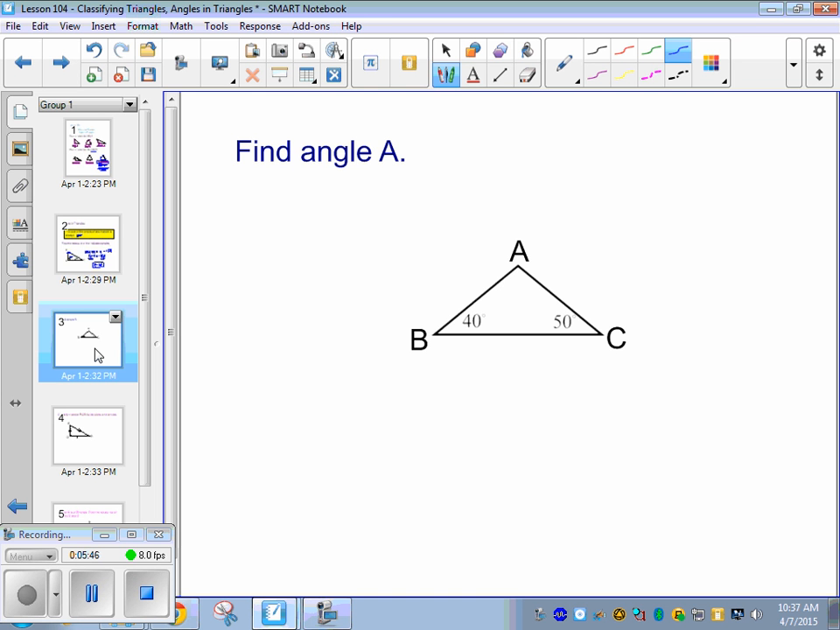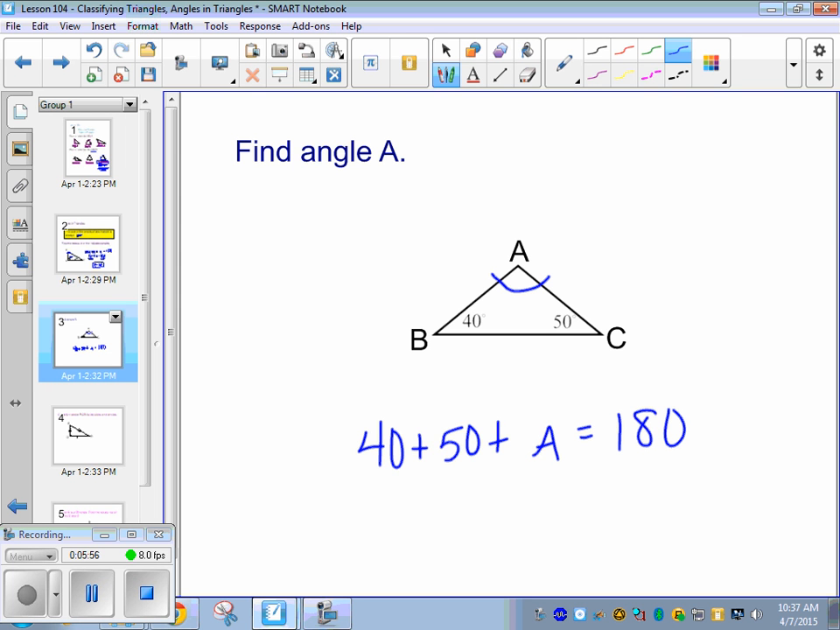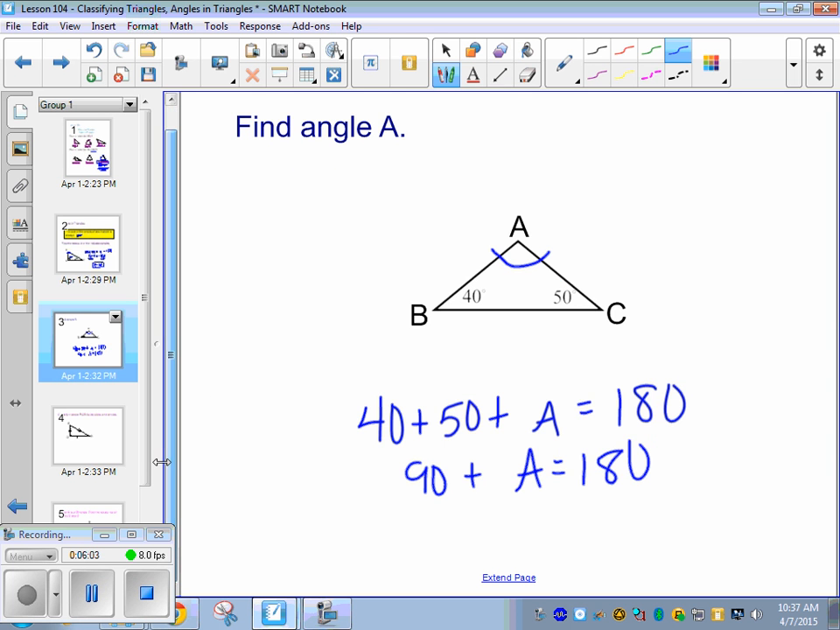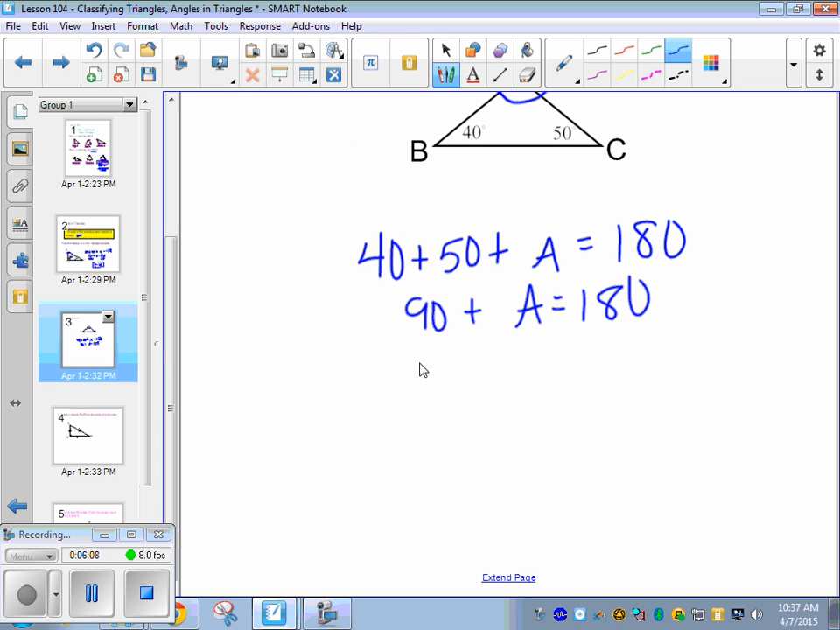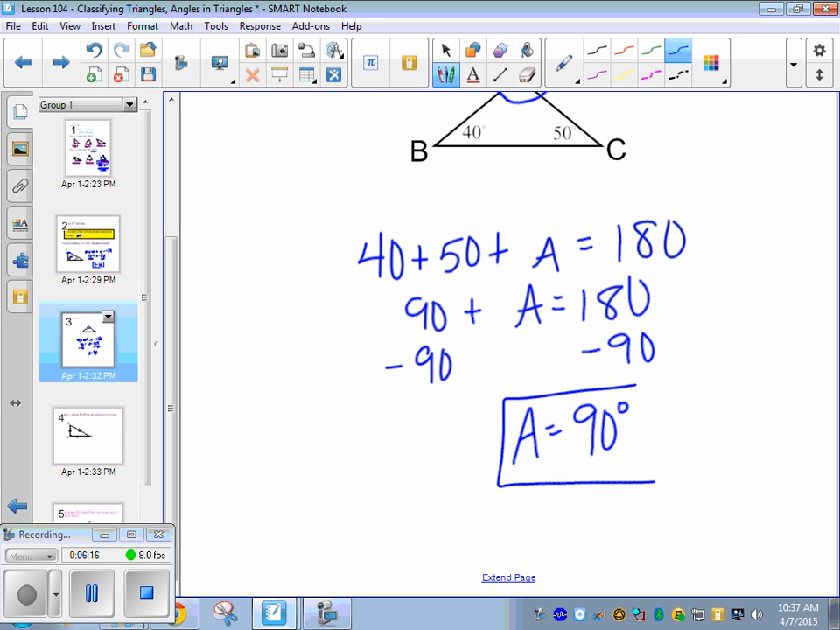So Anna, what equation would you write down to find angle A? 40 plus 50 plus A equals 180. Nice. Good. All right, so then 40 plus 50 is 90. And to solve, Chris, what algebra step would I do? Yep. And so A is equal to 90 degrees.